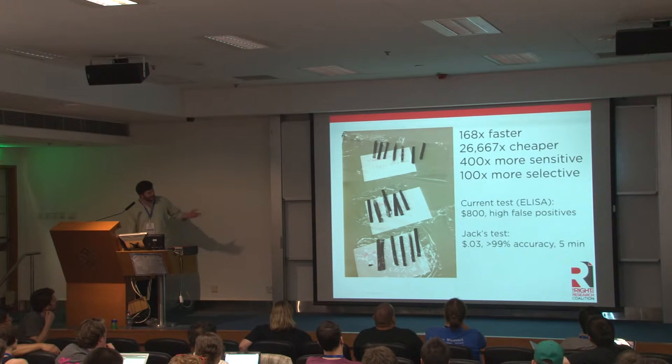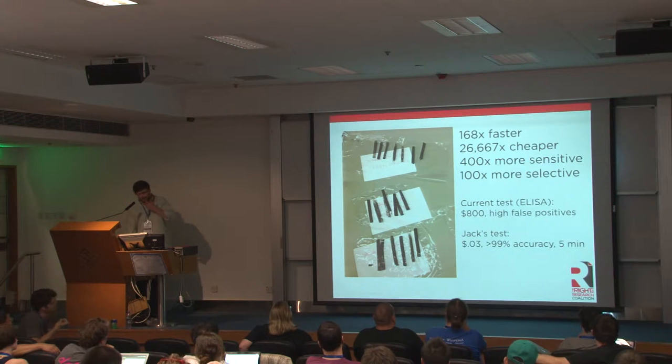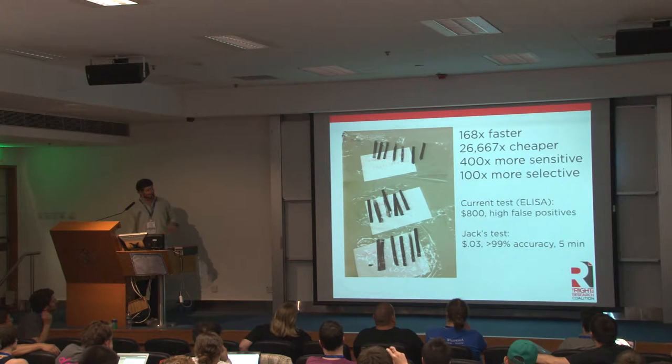And this test that Jack invented costs 3 cents and takes about 5 minutes to run, which makes it 168 times faster, over 26,000 times cheaper, 400 times more sensitive and 100 times more selective than the current pancreatic cancer diagnostic called ELISA, which is $800 for a single test. And he did this at 15.